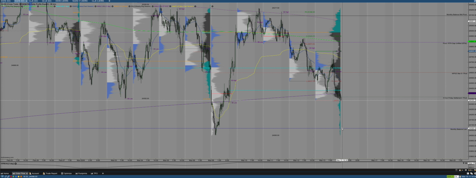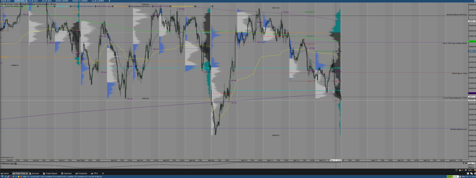This is also the current monthly balance low. We haven't actually tested this in RTH, so we did it in ETH. This is a really nice long trade, a really good spot to look for a long. We haven't done that in regular trading. So again, early reference will be Friday's settlement, 24,370s.